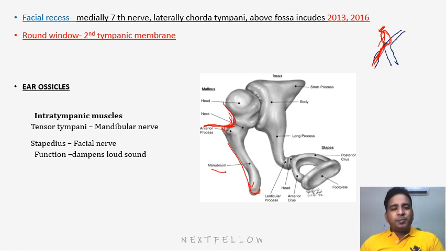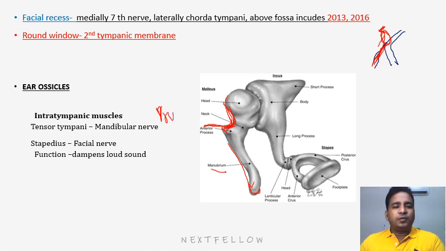And you know what is this space? Suppose this is the tympanic membrane attached to the malleus. So above the anterior process, the tympanic membrane is firmly adherent here, and there is this fossa-like structure at the level of the neck of the malleus. This is known as Prussak's space.